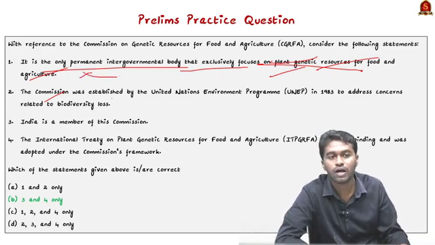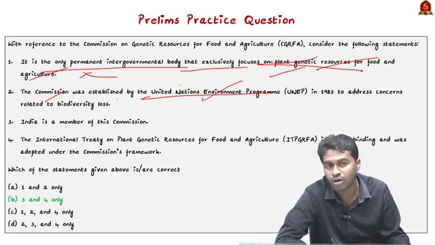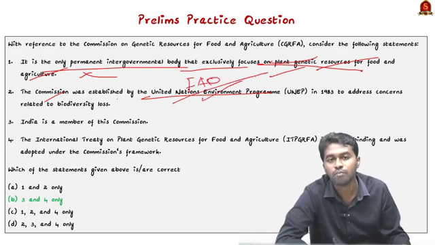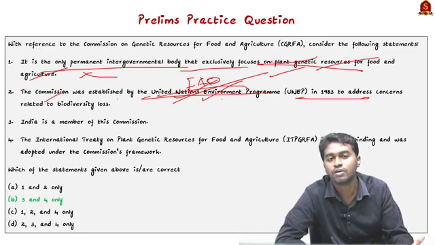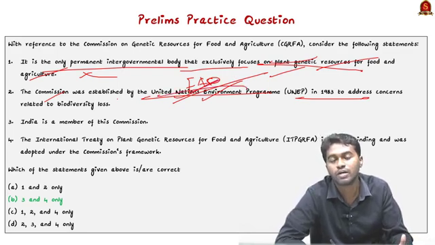Therefore this statement is wrong. And the statement that the commission was established by the United Nations Environment Program: no, actually it was established by the FAO, that is the Food and Agriculture Organization, but the year is correct. The statement is mostly correct, but the thing is, it is not by the United Nations Environment Program, it is by the Food and Agriculture Organization.